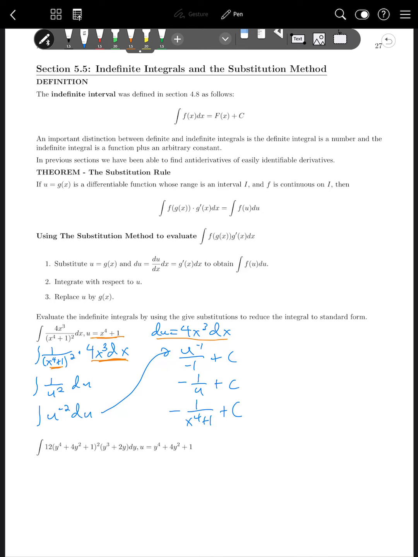And so that's all there really is to the substitution rule. The hardest thing about the substitution rule is figuring out what to substitute. But for now, we're just going to practice doing this idea.